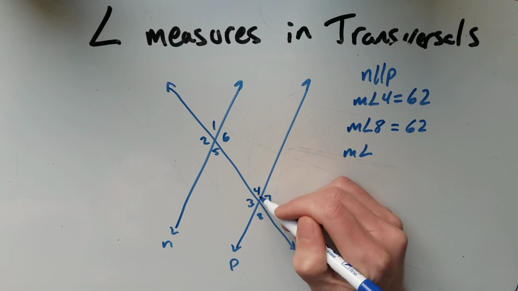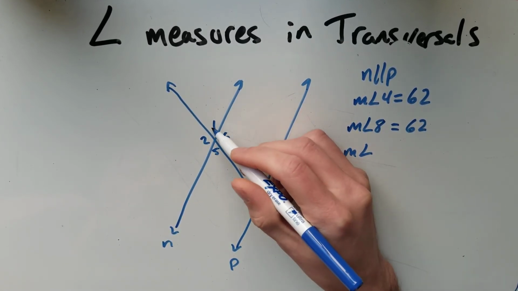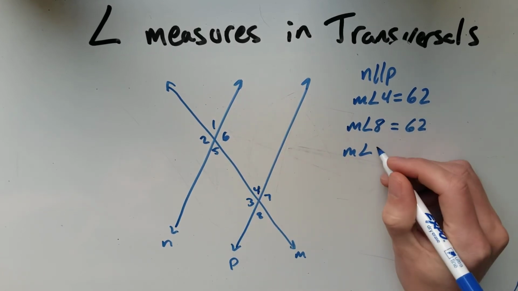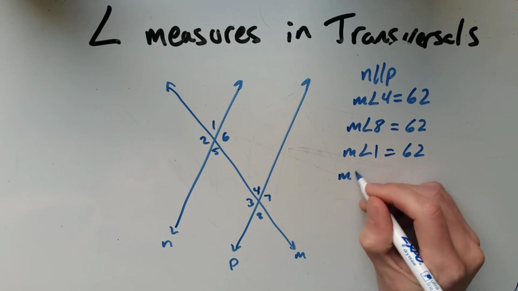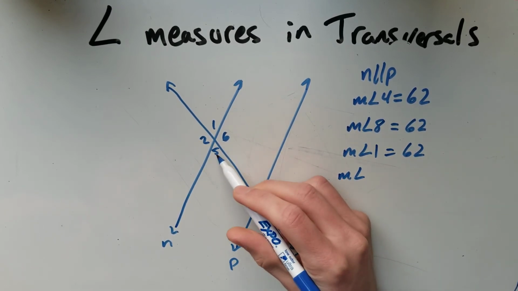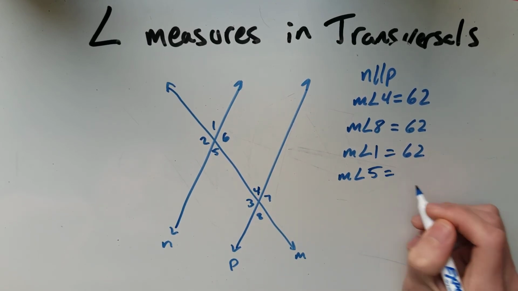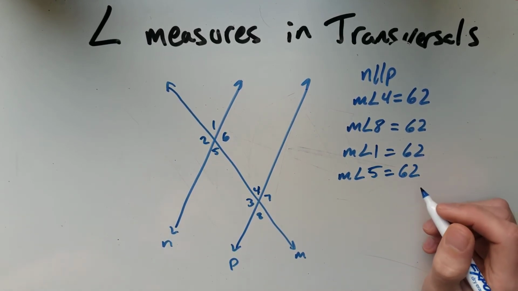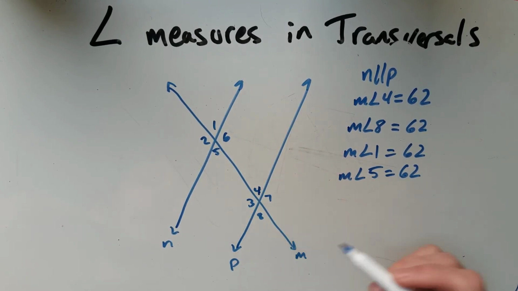If you go back to angle 4, you can use corresponding angles. So angle 4 corresponds with 1 here. So the measure of angle 1 should be 62. And if you want to stick with angle 4, you can use alternate interior angles. That would be angle 4 and angle 5. So angle 5 should be 62 as well. Angle 5 is also vertical with 1, and it corresponds with 8, so they all should have the same measure.